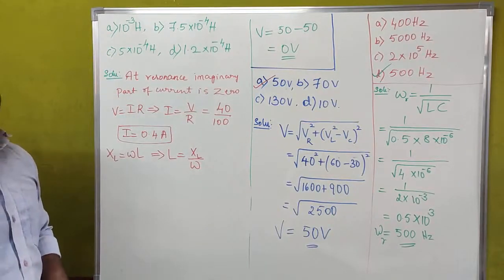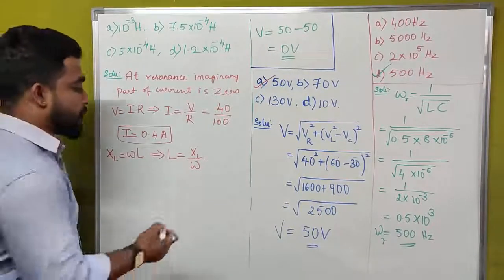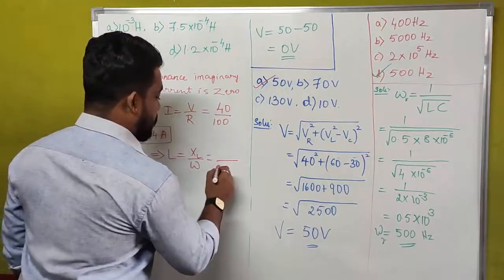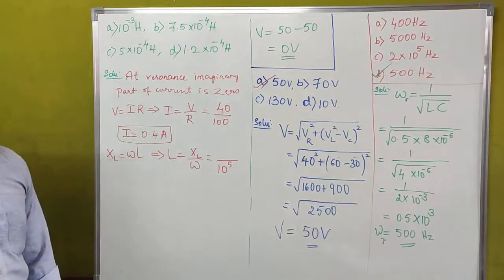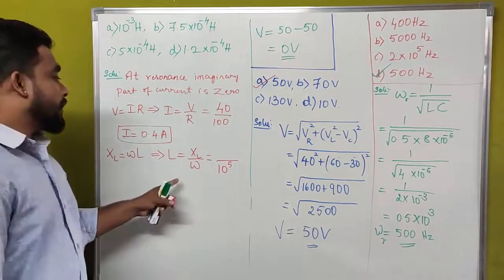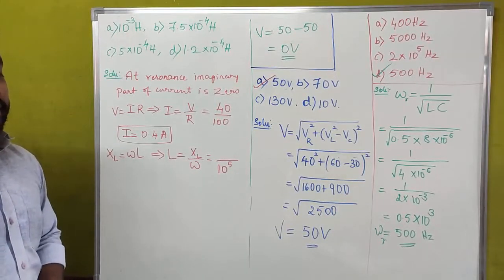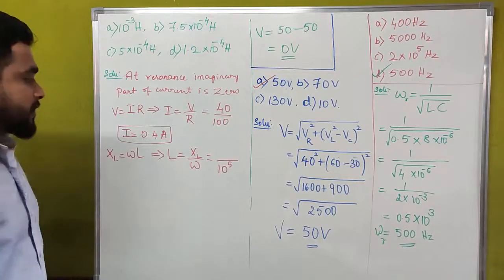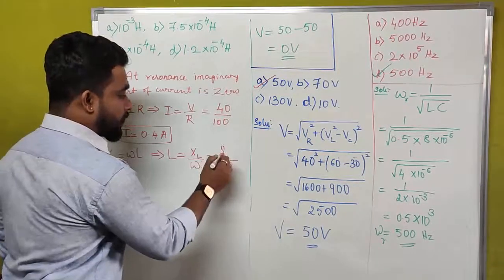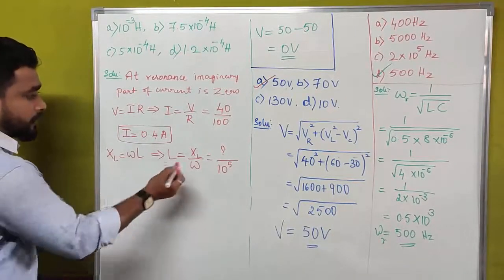XL divided by omega. What is the value of omega here? The value of omega is 10 to the power of 5 hertz. Initially as given, the angular resonant frequency of that particular circuit is equal to 10 to the power of 5 hertz. Then what is the value of inductive reactance, that is XL? Do we know that? No. That we should find out first. How are we going to find out that value?